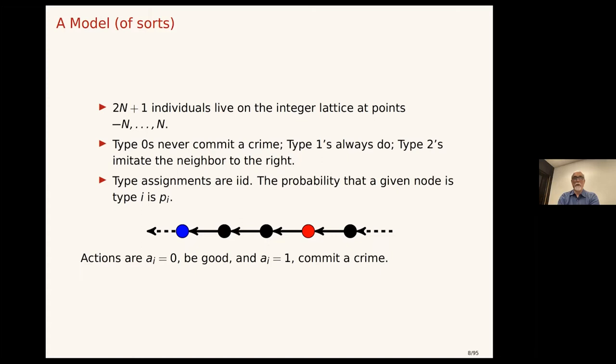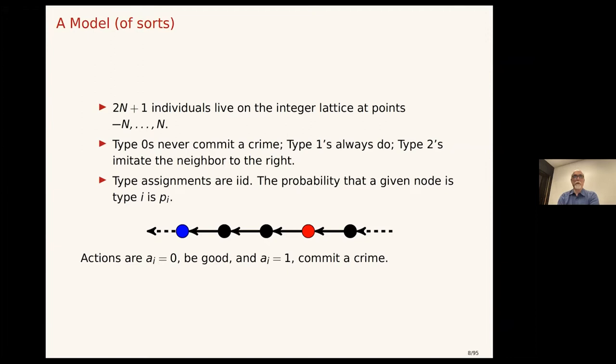There's an arrow, follow the arrow to the black dot to the left. The interpretation is that the black dot is a type two, and he is influenced by the person on his right. So the arrow points to the person that you influence. The arrow points to the dot that each dot influences. Everybody influences the person on their left. Everyone is influenced by the person on their right. That's the story. So this is really trivial.